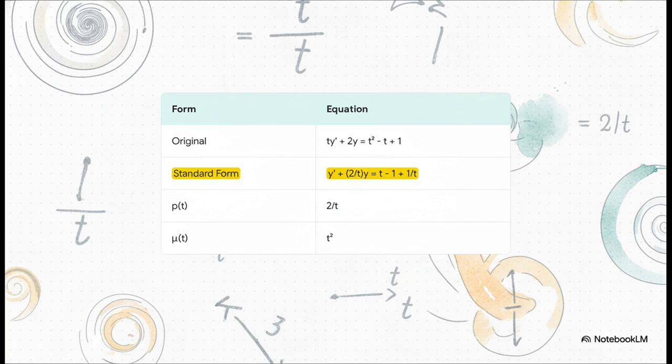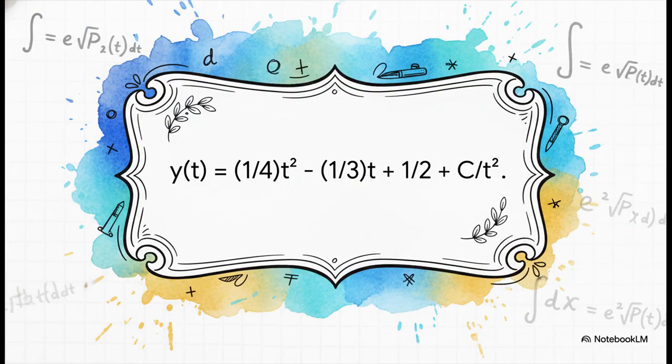Now, and only now, can we identify our p of t, which in this case is 2 over t. Using that, we can calculate our integrating factor. It's e to the integral of 2 over t dt, which works out to be t squared. So once we have the correct integrating factor, t squared, we multiply it through the standardized equation. After you integrate and then solve for y, you get to our final general solution. I know, it might look a little messy, but it's just the direct result of methodically following our 5-step recipe.